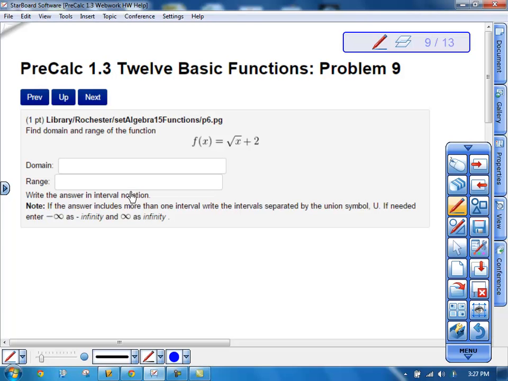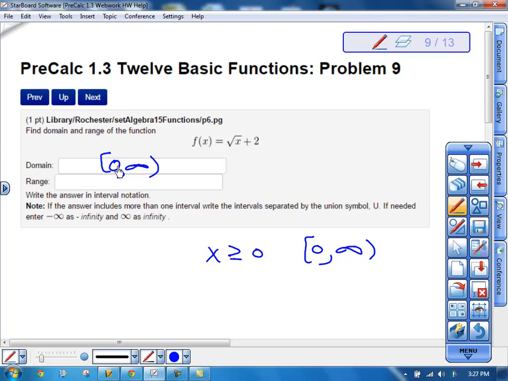Next problem wants us to give the domain and range. First of all, domain, we can't have negatives underneath the radical, so we have to have x be greater than or equal to 0. That's the same thing as 0 to infinity. We can have 0 though, that's okay. So it would be 0 to infinity, the bracket, the parenthesis.